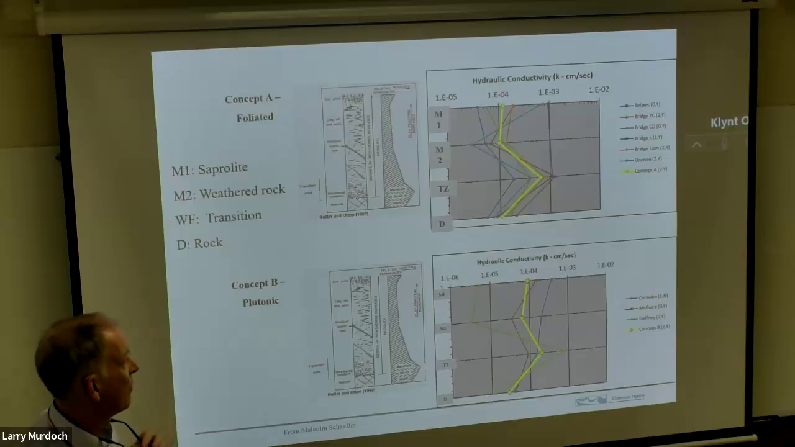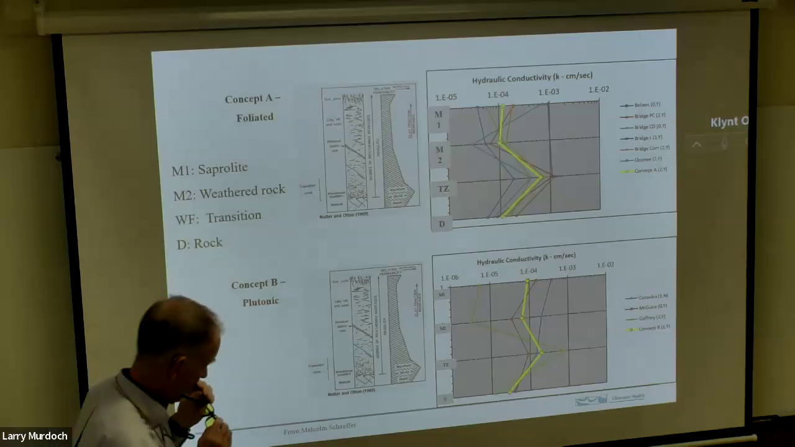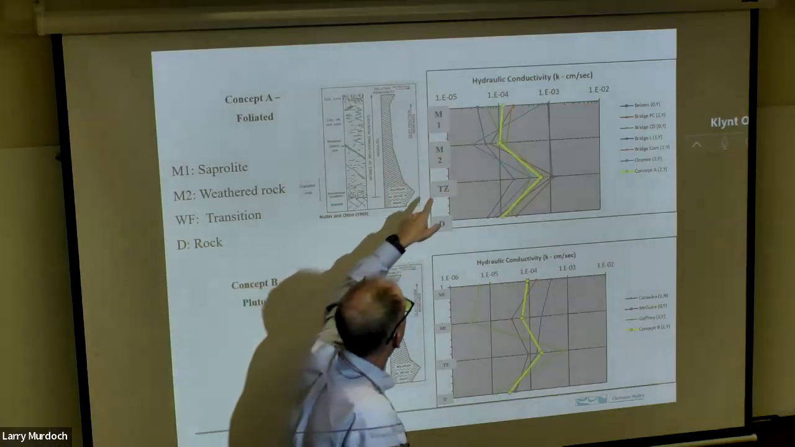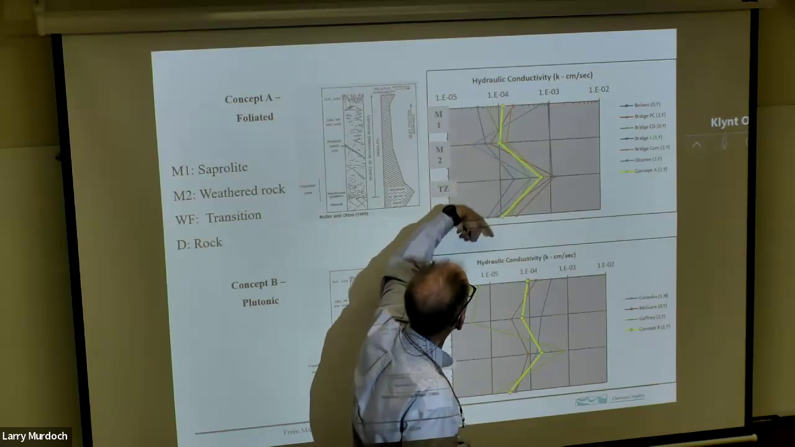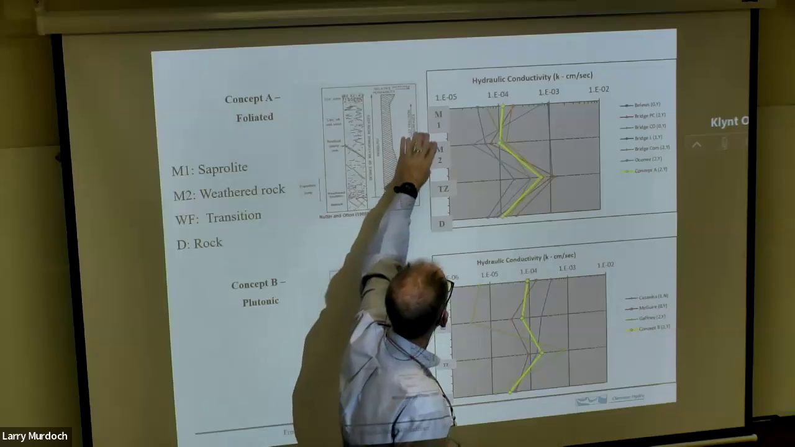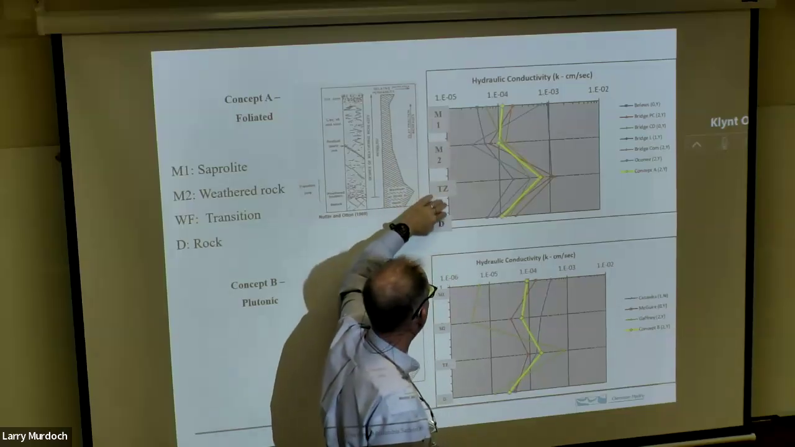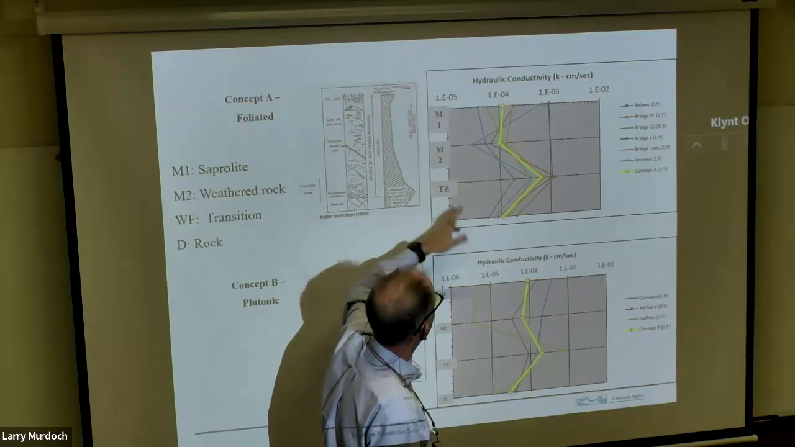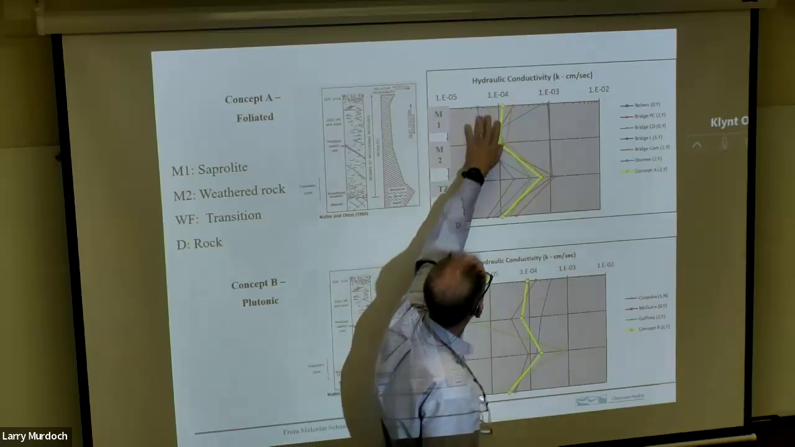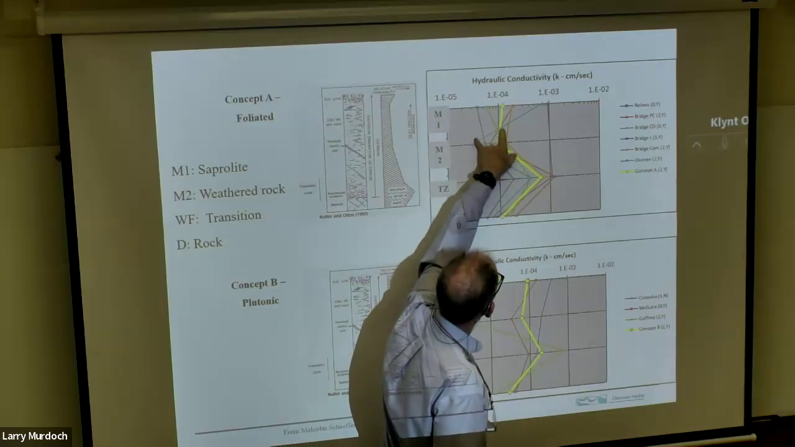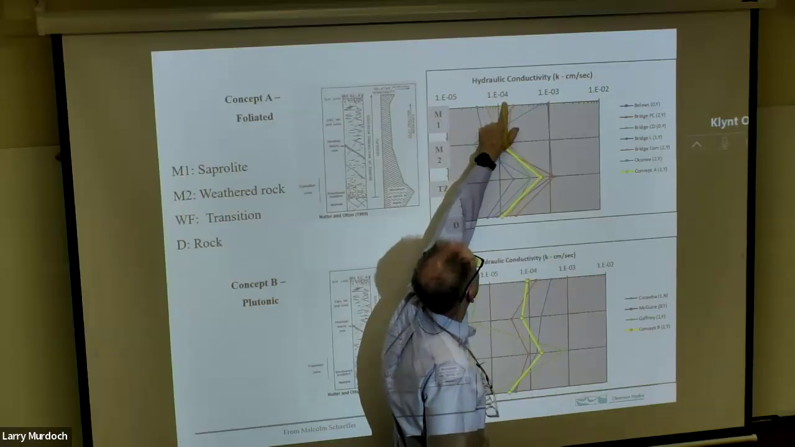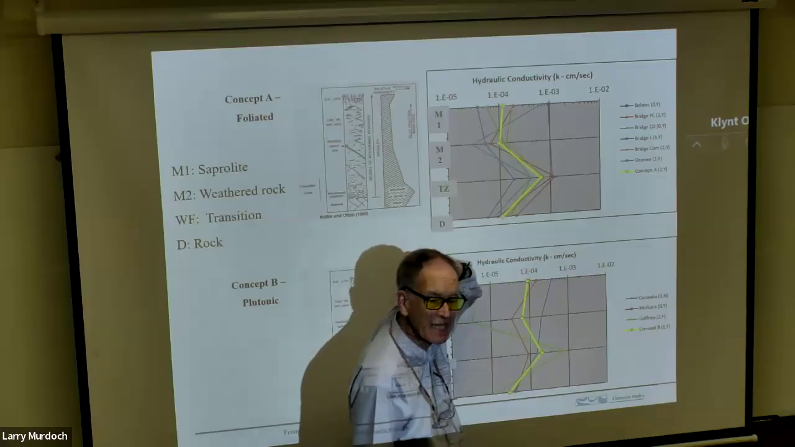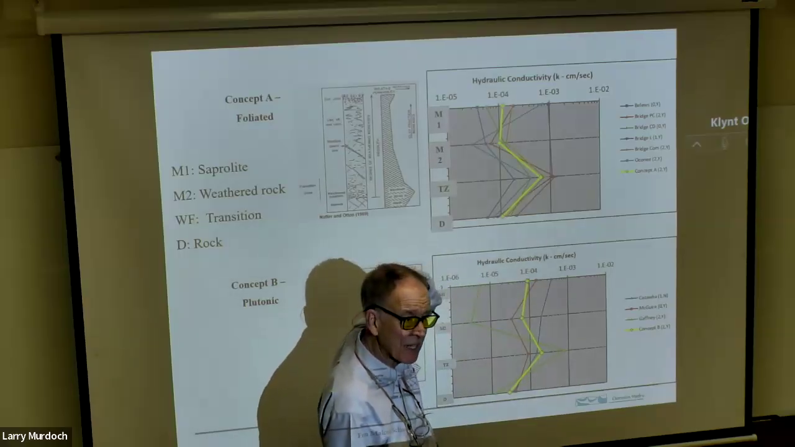And as a result, there's been a lot of work done on the subsurface at these locations, and they have a lot of data on the hydraulic conductivity as a function of depth. So this is the saprolite, this is transition, and this is the rock. And what you see is a good bit of scatter, but it's right here in this range, 10 to the minus 4 centimeters or 10 to the minus 6 meters per second.